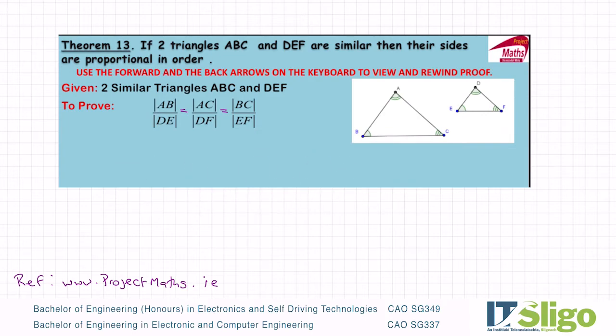Okay, so which one's on the top and the bottom doesn't matter as long as there's consistency with what you do. So that's what we're trying to prove, that the sides are in proportion. So I'm not saying that they're equal, I'm saying that there's a scale factor here. So AB over DF is in the same proportion or the same scale as BC over EF, which is the same as AC over DF, okay?